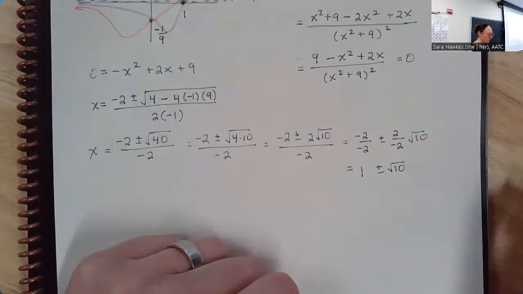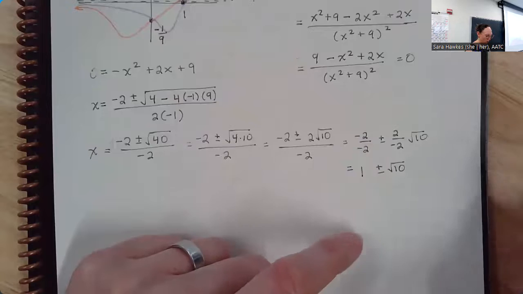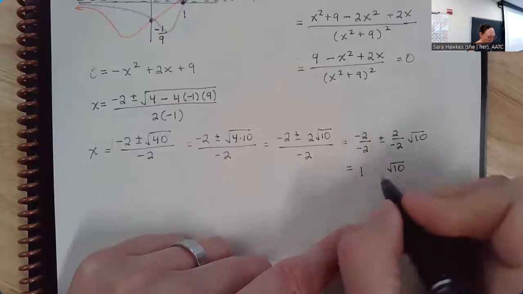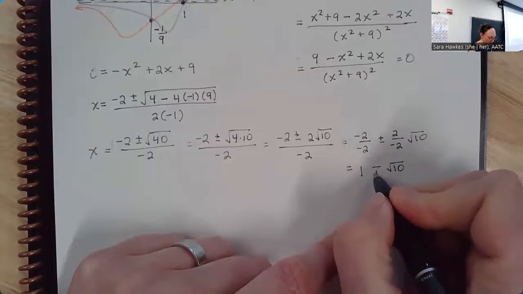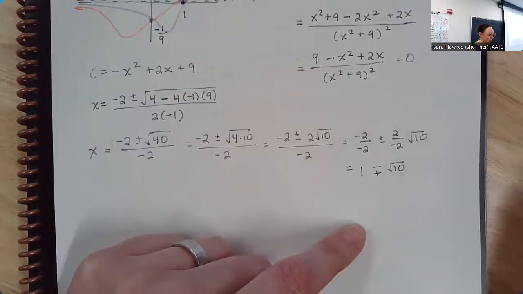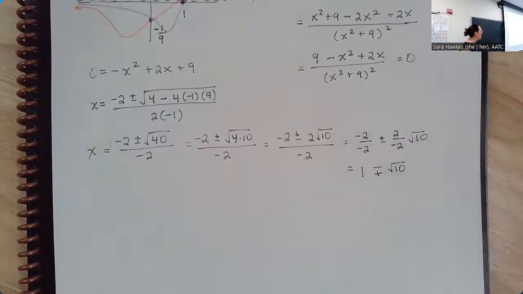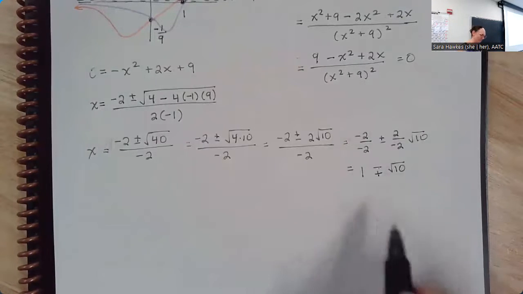Is it just 1 plus square root? You could write that as 1 minus plus. That is often how we write it when we have a negative there, but that's kind of a mathy thing to do. We don't really need to do that.